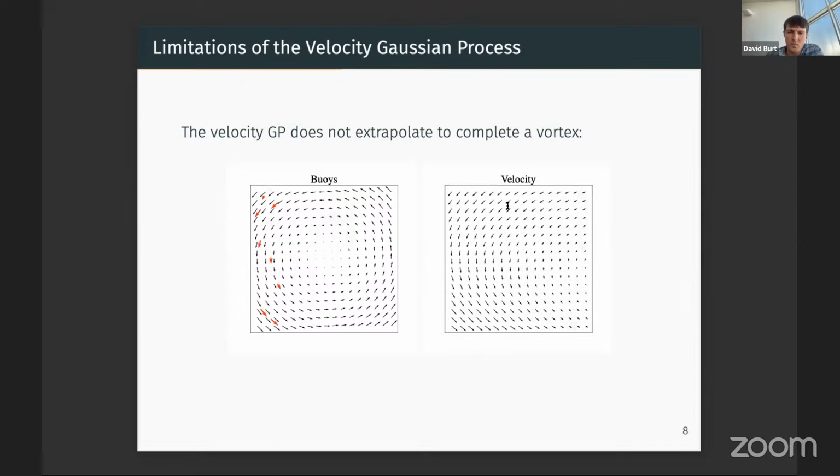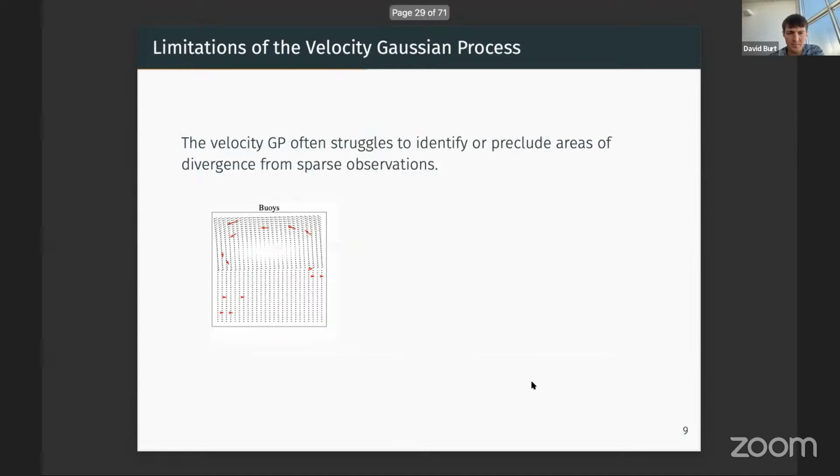But what we see when we apply the velocity GP is that we get a velocity field like this, which looks reasonable in the locations we have data. But as soon as we get away from the data, it doesn't really predict this kind of rotational behavior that's kind of driving the vortex.